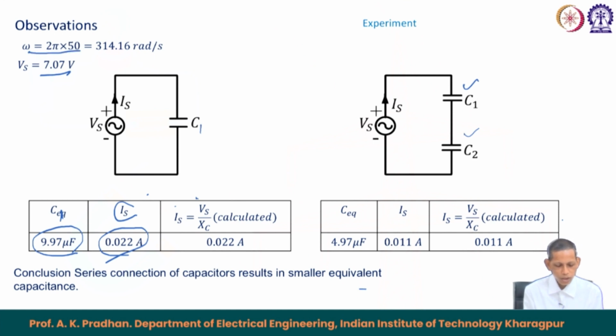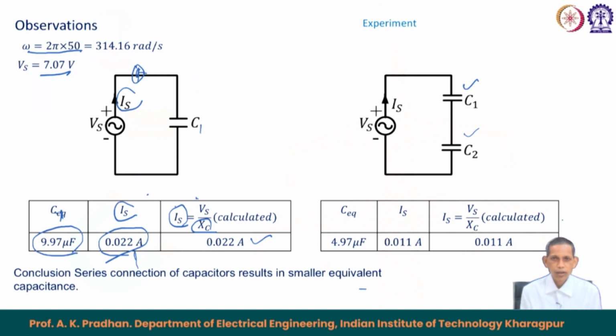Now, this is a 50 hertz supply system, so omega happens to be 314.16 radian per second. Substituting the value of C and omega, we get the Xc value, and then Vs is 7.07. So we calculate the corresponding Is from the Xc value and it comes out to be 0.022 ampere. This is the same as the measured current through the ammeter and the oscilloscope. So, that is the point.